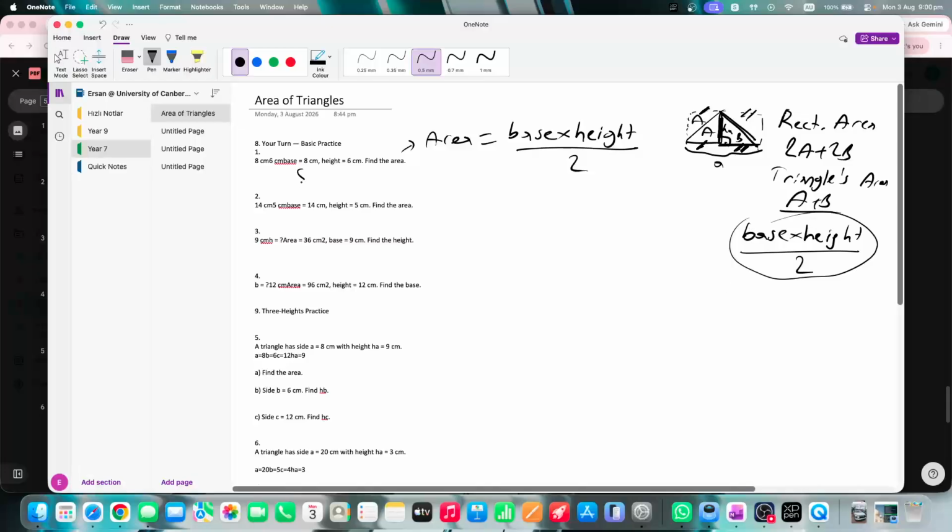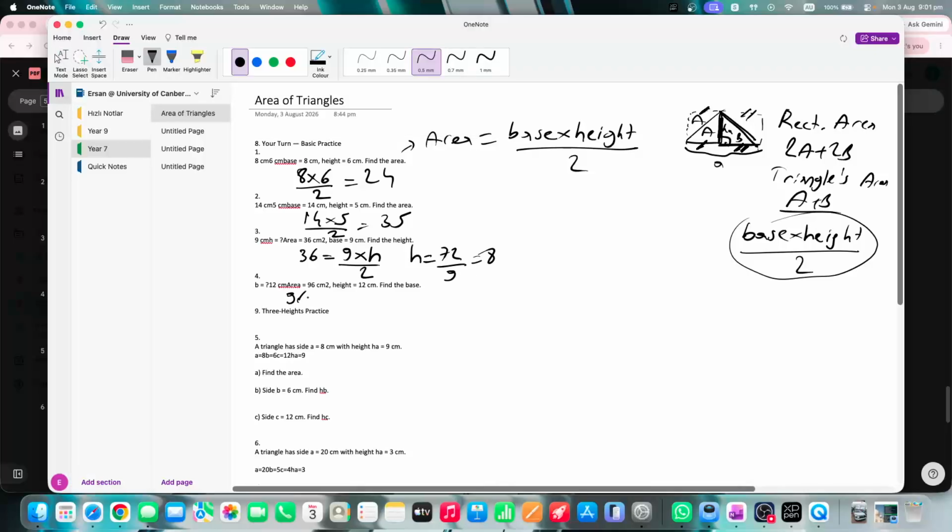All right, let's go quickly. So base is 8. 8 times height and divide by 2. 24. Quickly. 14 times 5 divide by 2. 35. If area is 36, 36 is the same as base times height over 2. So then height is 72 over 9, and it's 8.